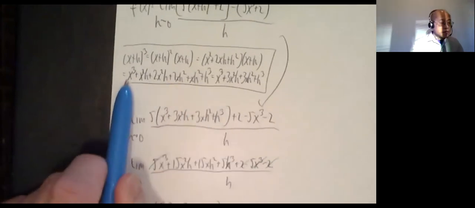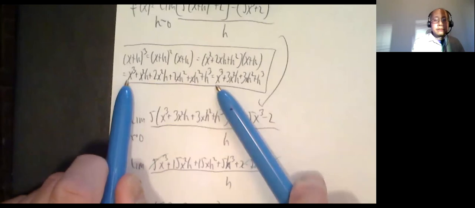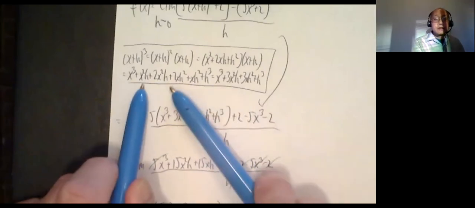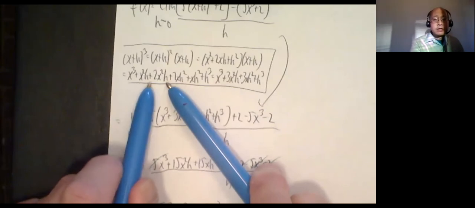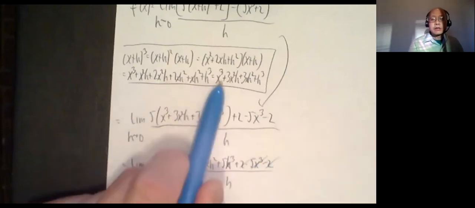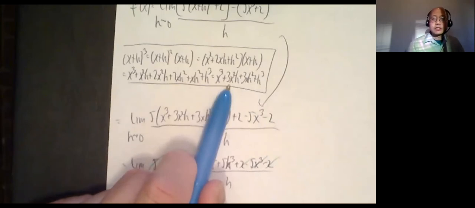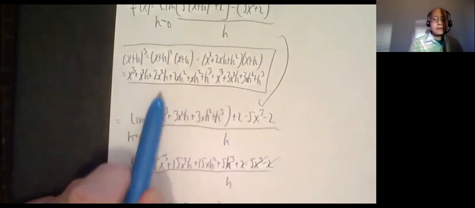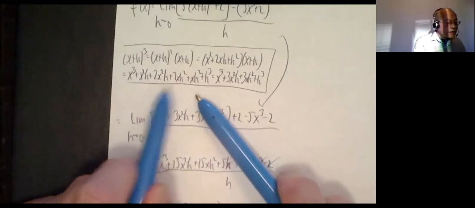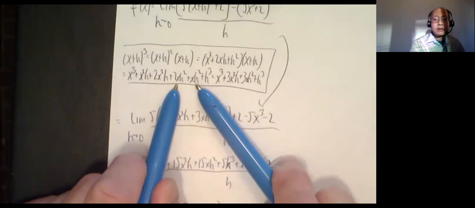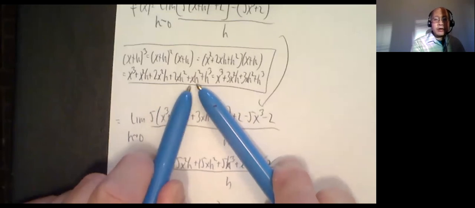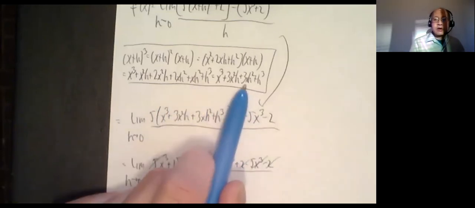Combine like terms, x cubed. These two are like: x squared h plus 2x squared h, 3x squared h. These two are like terms: 2xh squared plus xh squared, 3xh squared. There's an x there. Sorry, not sure we can see it. 3xh squared, and then h cubed.